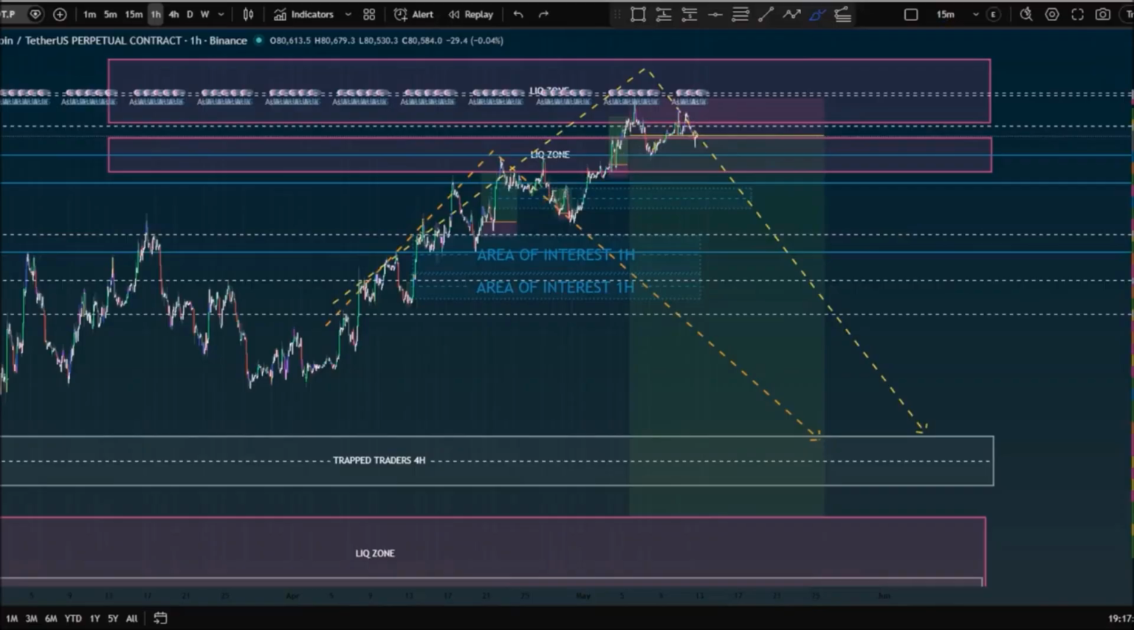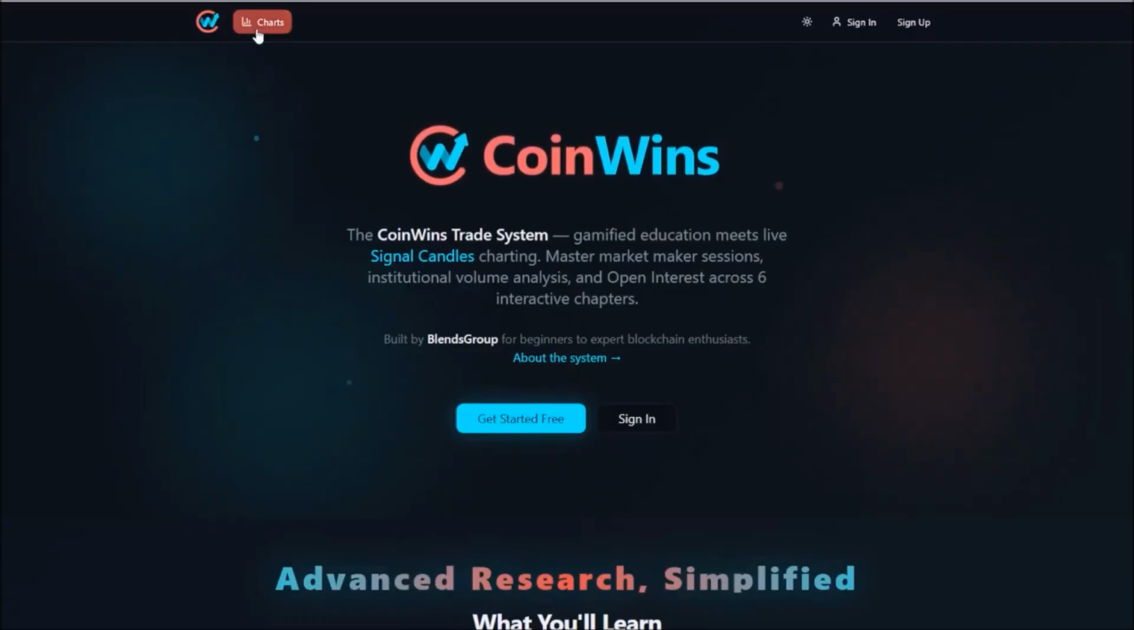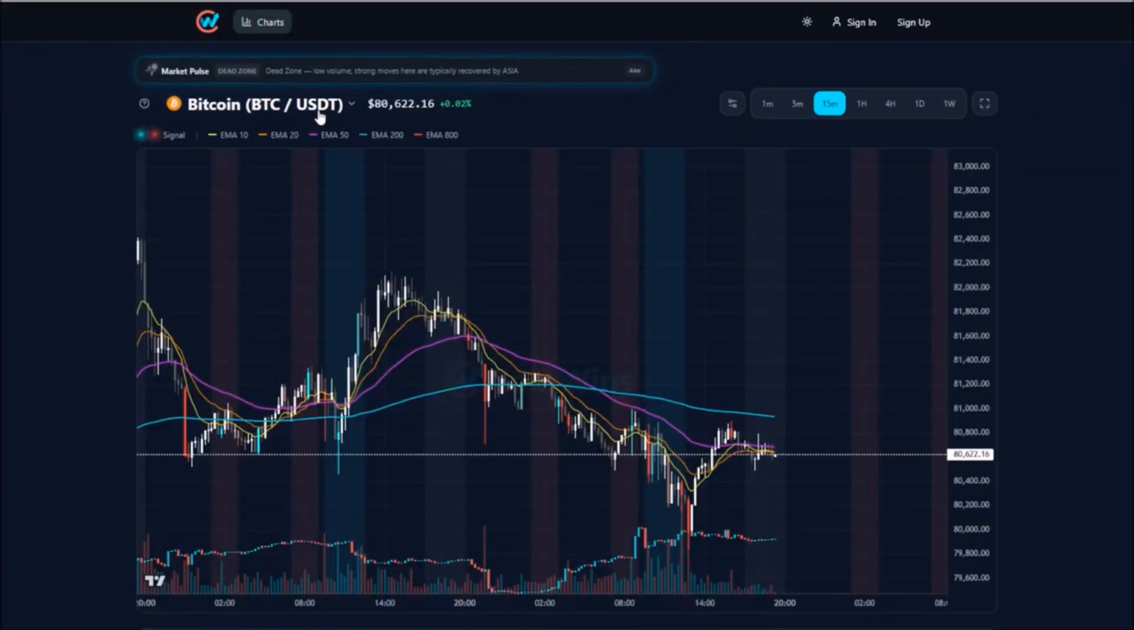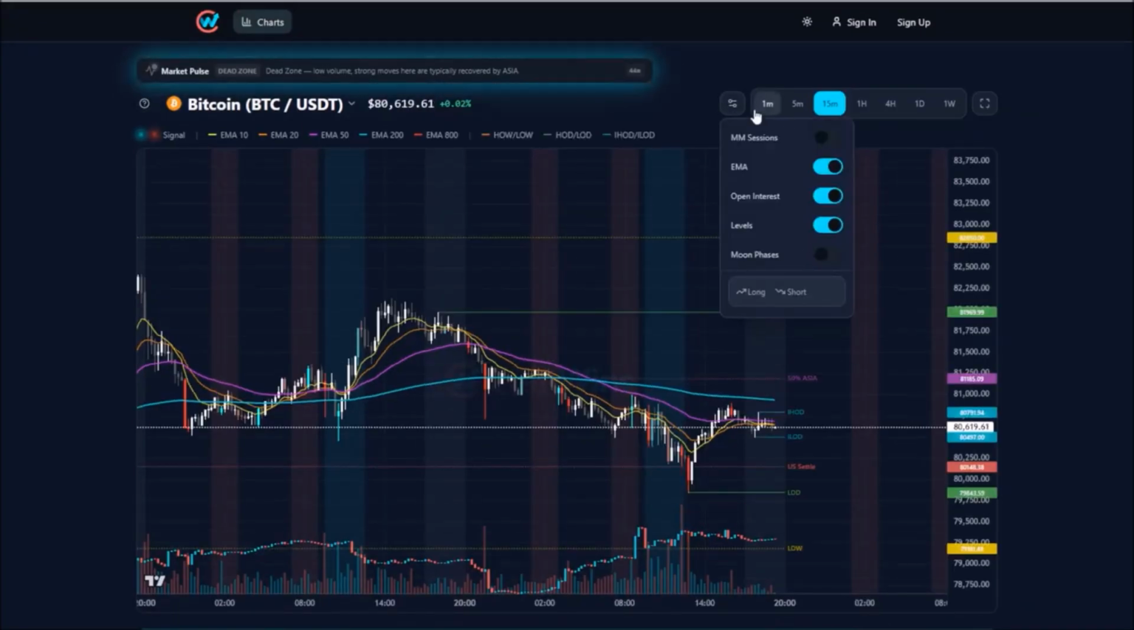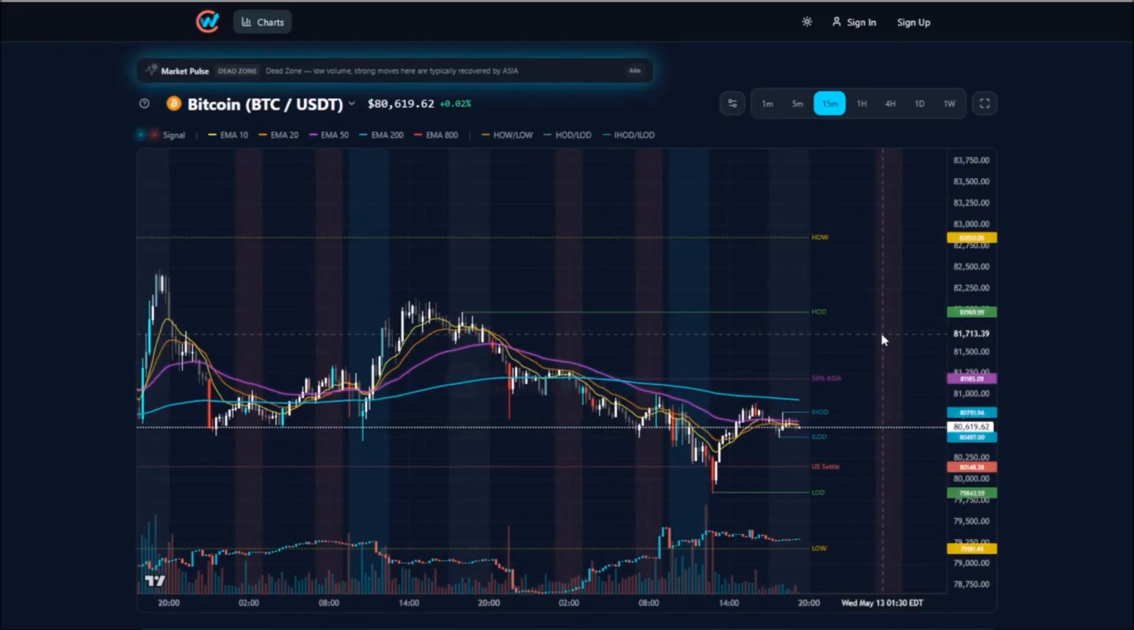So we can take a look at some of these charts, and I'll show you how I got some of my levels, okay? So we can look at some of the levels here, and we can look at specific levels on the chart.